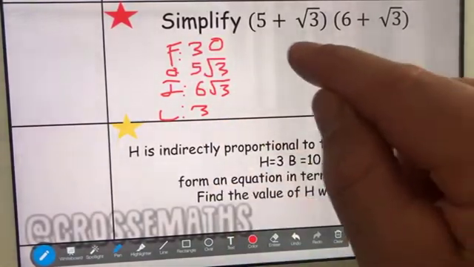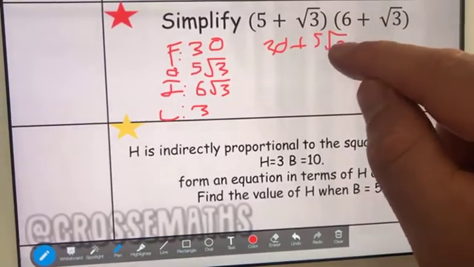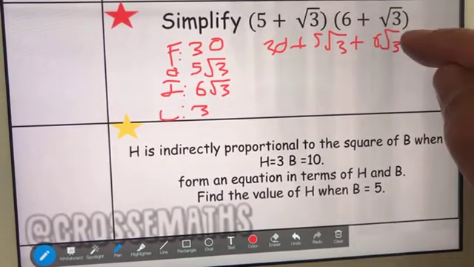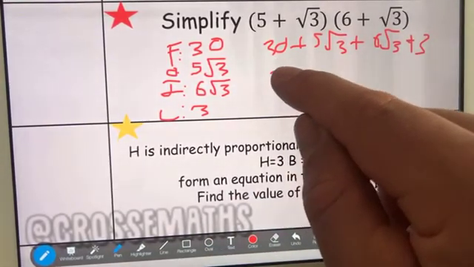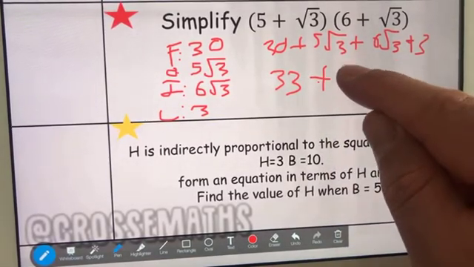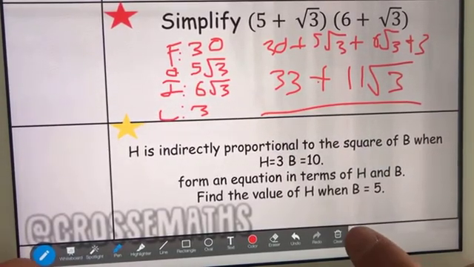If I write all this in one line, I end up with 30 plus 5 root 3 plus 6 root 3 plus 3 on the end. Now this does simplify. The 30 and the 3 go together to make 33. And the 5 root 3 and the 6 root 3, altogether I've got 11 lots of root 3. And that's my final answer. Because if you got that, I'm really impressed. It's probably not a red style question. It's probably a yellow or a green. 1 point.